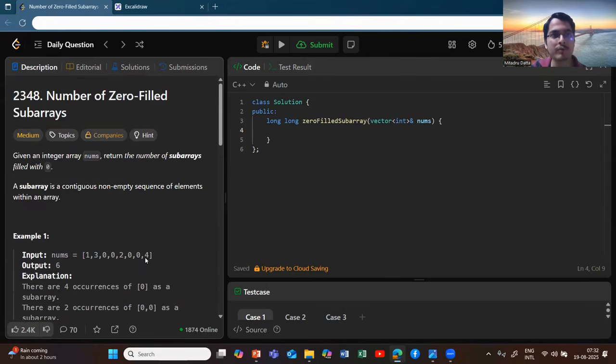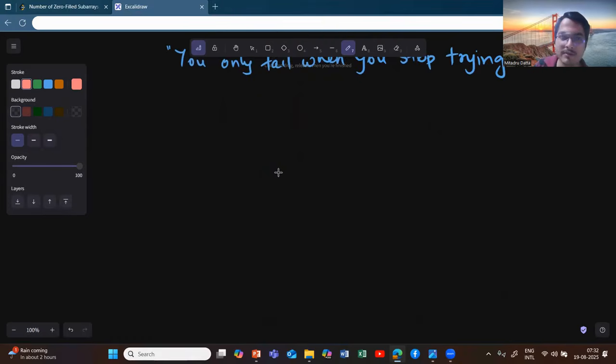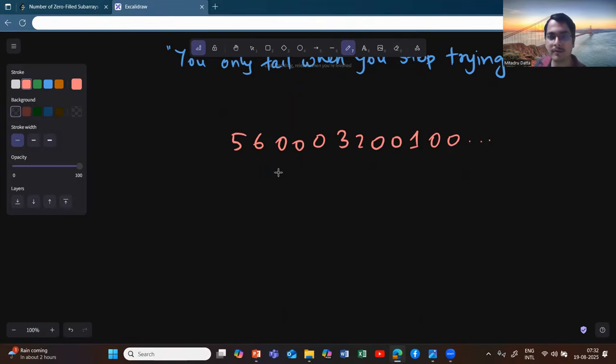So let's see how to approach this question. Say you have some numbers: 5, 6, 0, 0, 0, 3, 2, 0, 0, 1, 0, 0, something like this. The number of zeros you get, first of all, will give subarrays of size 1. So this is one zero, you get a length one subarray. This is another zero you come across, you get a length one subarray. This is another zero, you get another length one subarray.